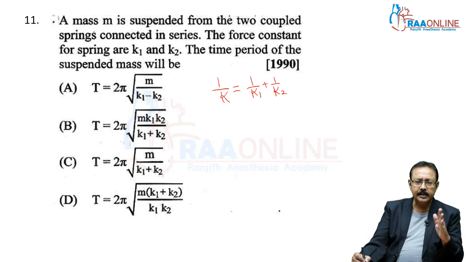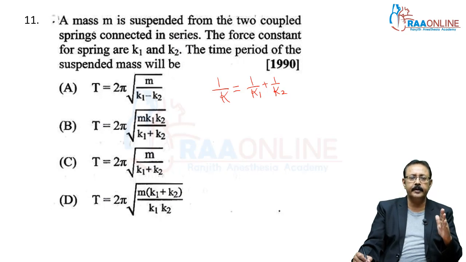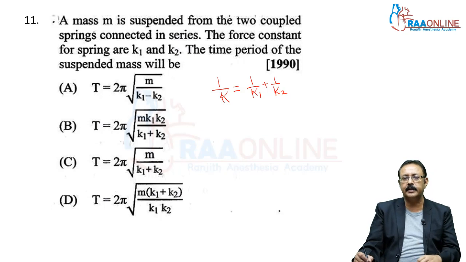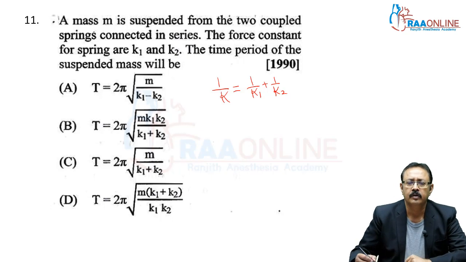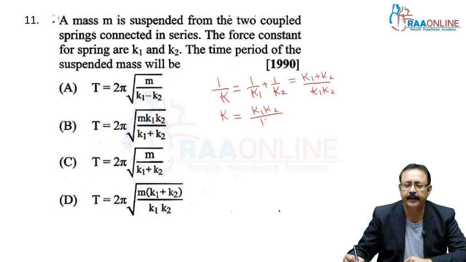What they are saying: a mass m is suspended from the two coupled springs connected in series. The force constants of the springs are k1 and k2. The time period of the suspended mass will be... it is a problem from 1990 AIPMT. So, for both springs combined, we can calculate k by this: it is k1 plus k2 by k1 k2. So, what is the equivalent force constant? It is k1 k2 upon k1 plus k2.